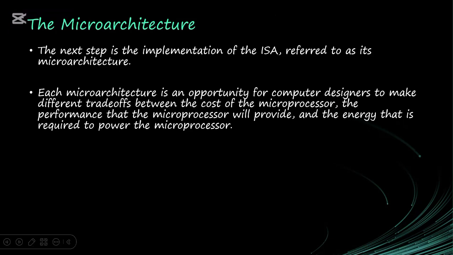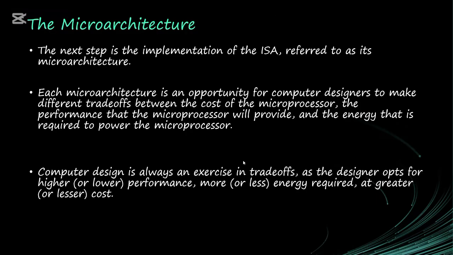So cheap computers have cheap implementations of the ISA, while fast and expensive computers have expensive implementations. Let me just put it that way for you. So computer design is always an exercise in trade-off. The designer will opt for higher performance or lower performance, more energy required or less energy required, at a greater cost or at a lesser cost. So these are the things that will determine the cost of your computer. Some computers are costlier than others.